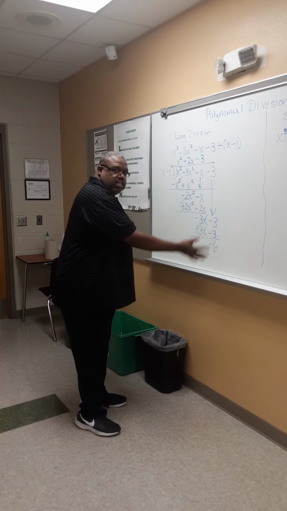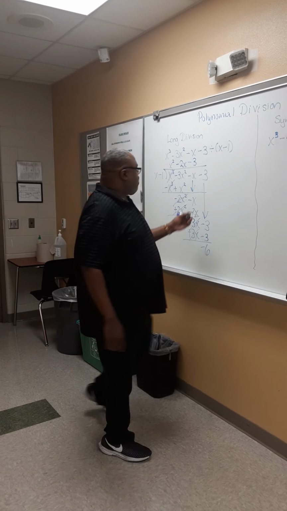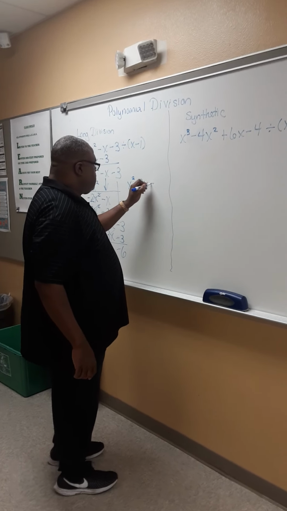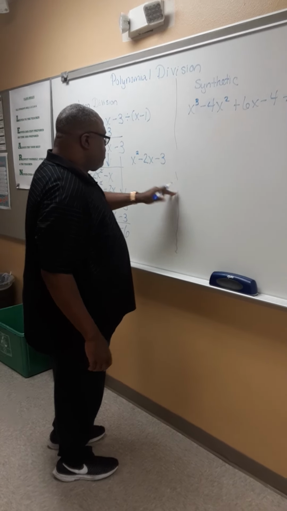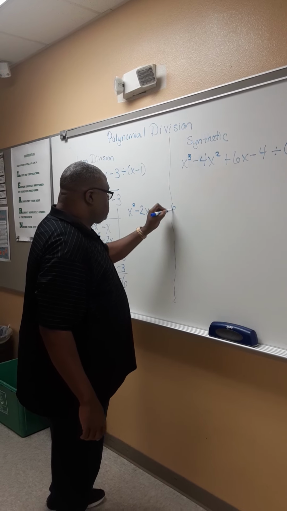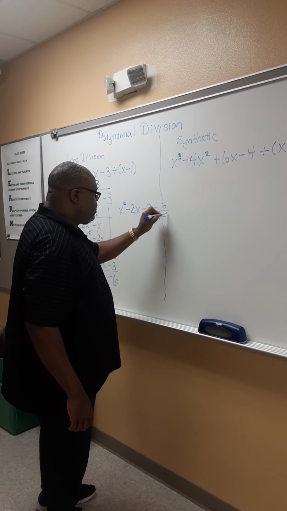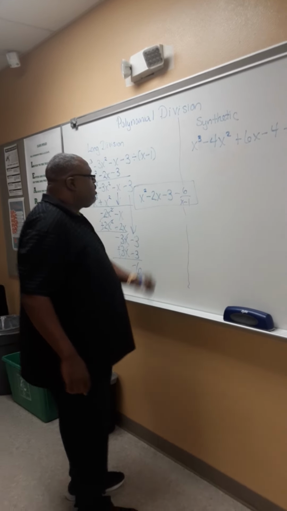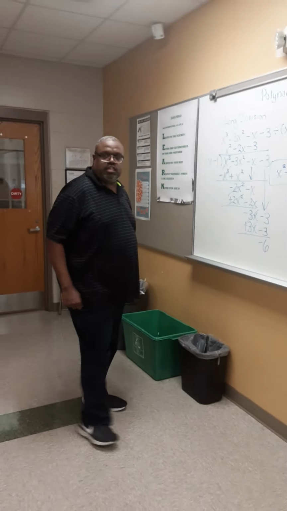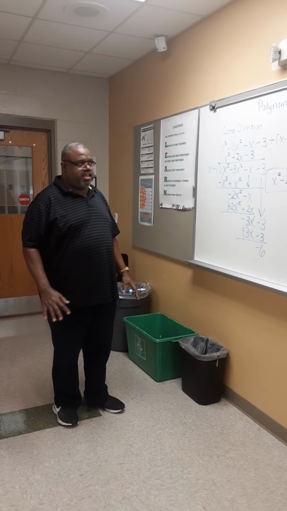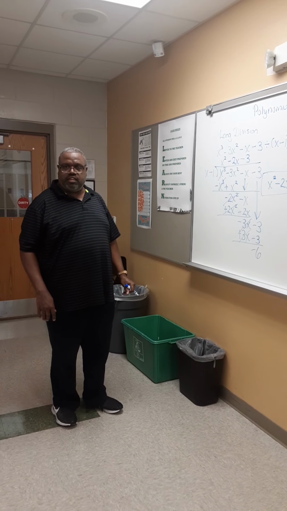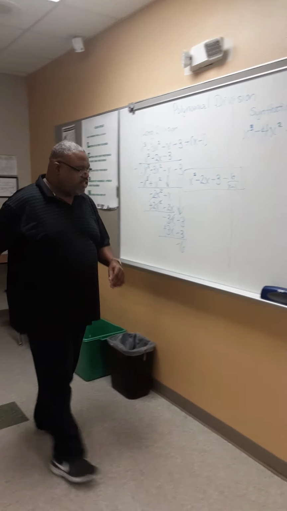So to write this up as an answer, I would have x squared minus 2x minus 3 minus 6 over x minus 1. So this becomes my final answer in long division. Okay? Are there any questions with the long division process? Very good.